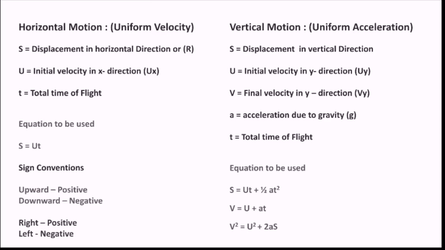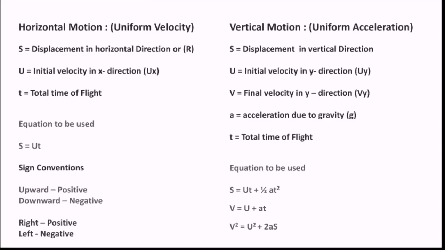So students, this is the most important slide for this entire chapter. That means for any kind of problem on projectile motion, we need to divide the entire motion into 2 parts. That is, first, horizontal motion, in which we need to determine 3 parameters S, U and T, and we have to use the equation S is equal to ut to analyze the motion.